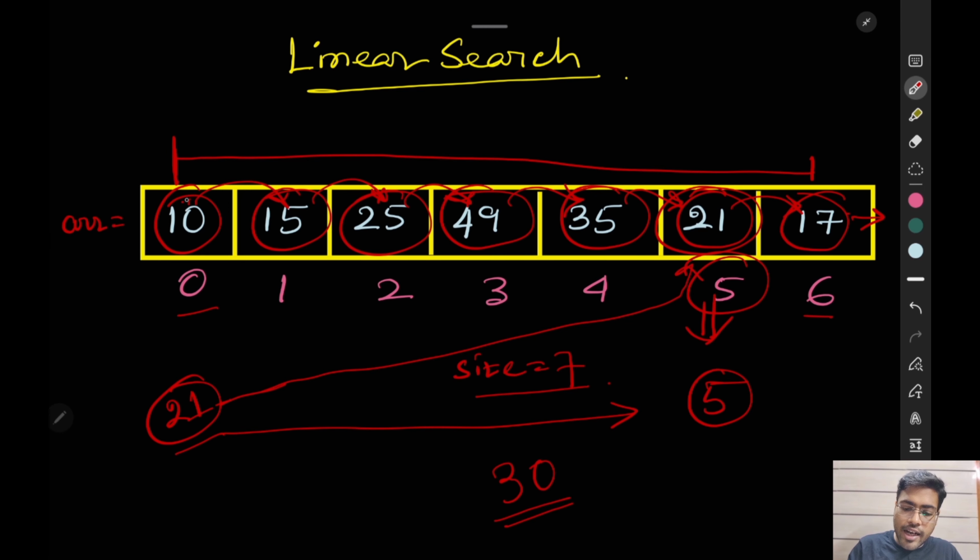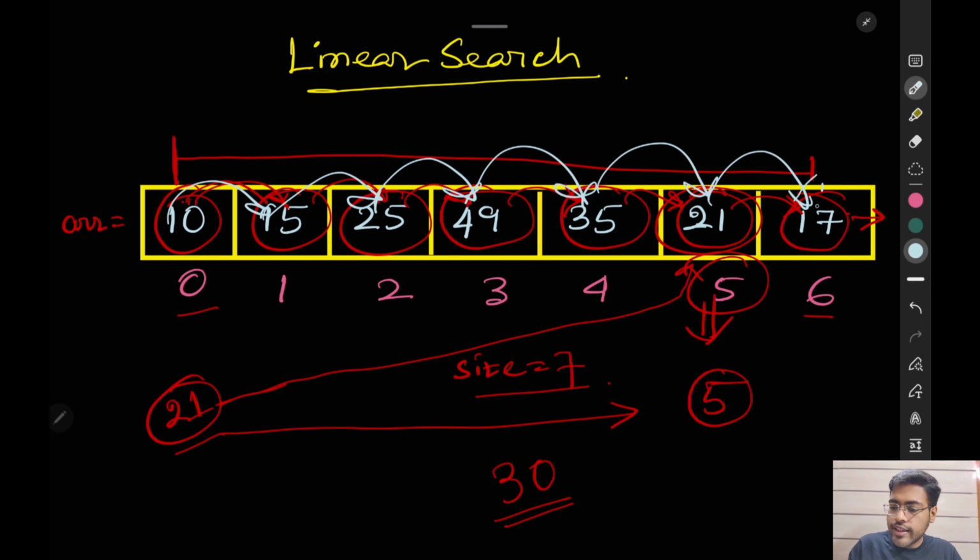But if I want to search something like 30, at that time also I will start from the beginning and I will do checking like 10, 15, then 25, then 49, then 35, then 21, then 17 and then end. So here you can see that I haven't got that value, because it is not present in this array. So at that time I will return -1 for indicating that the value is not present in this array.